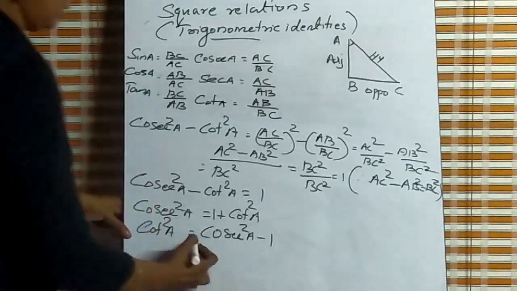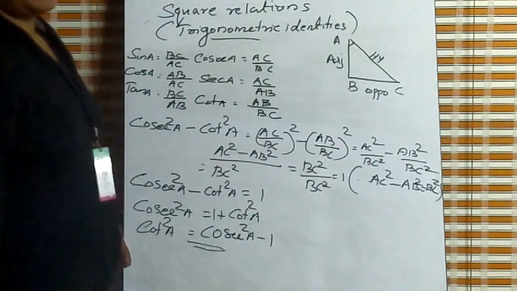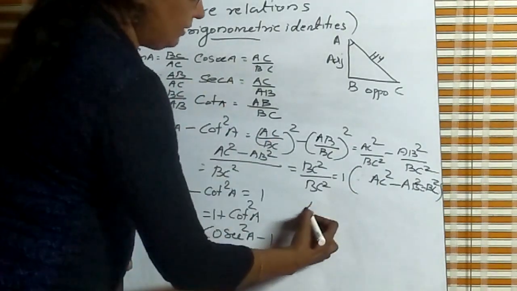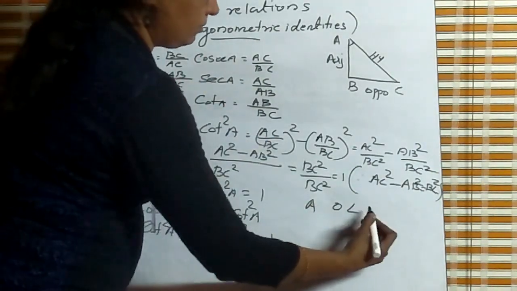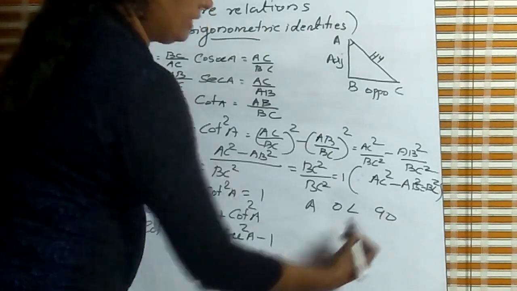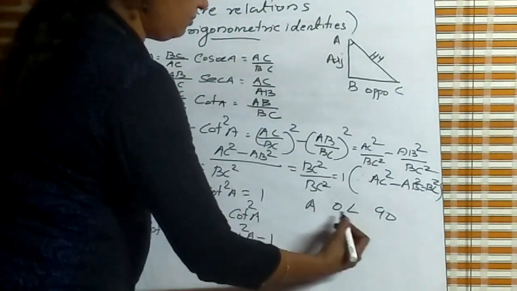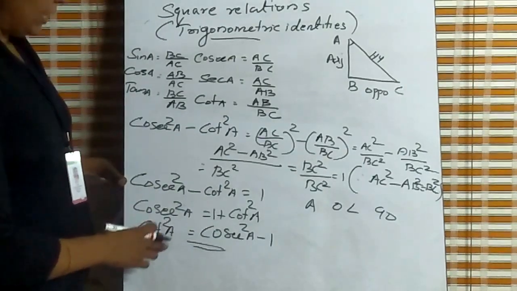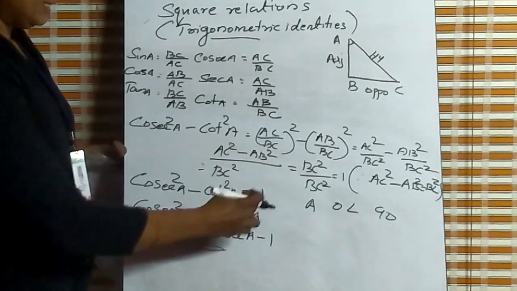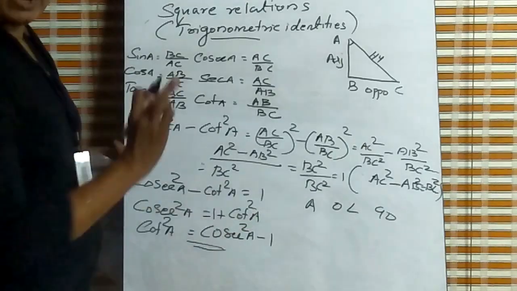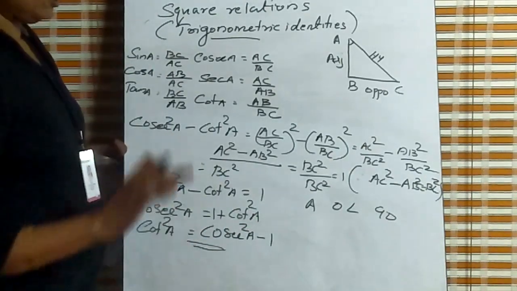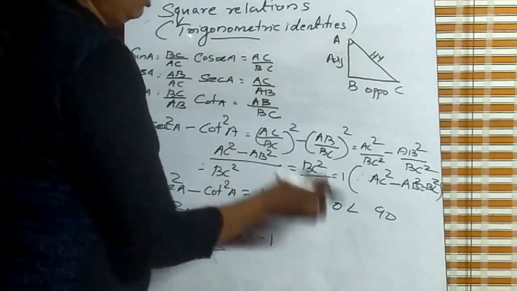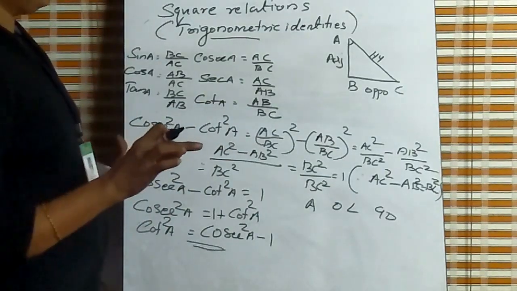Cosec square A is equal to 1 plus cot square A, and cot square A is equal to cosec square A minus 1. These are the trigonometric identities, and the value of A is in between 0 and 90. When we put any value for A, we always get the identity true, for any value of A in between 0 and 90.